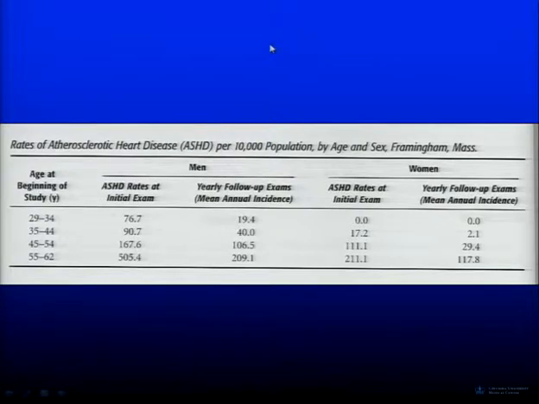This is the rates of atherosclerotic heart disease per 10,000 population by age and sex in Framingham, Massachusetts. Here we have the rates at the initial exam and the mean annual incidence in men on this side and in women on this side. If I ask you, in what age group is the relative risk of developing heart disease in men as compared to women the lowest? Your exposure here is male. What are the numbers that you're going to use?